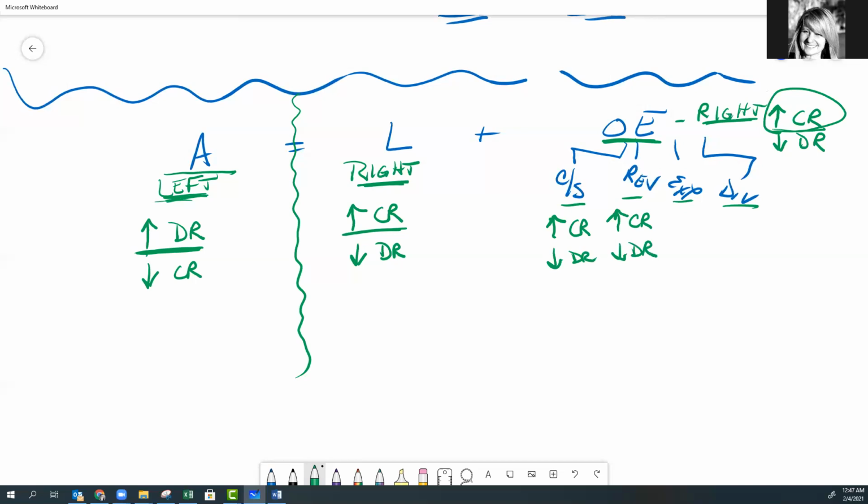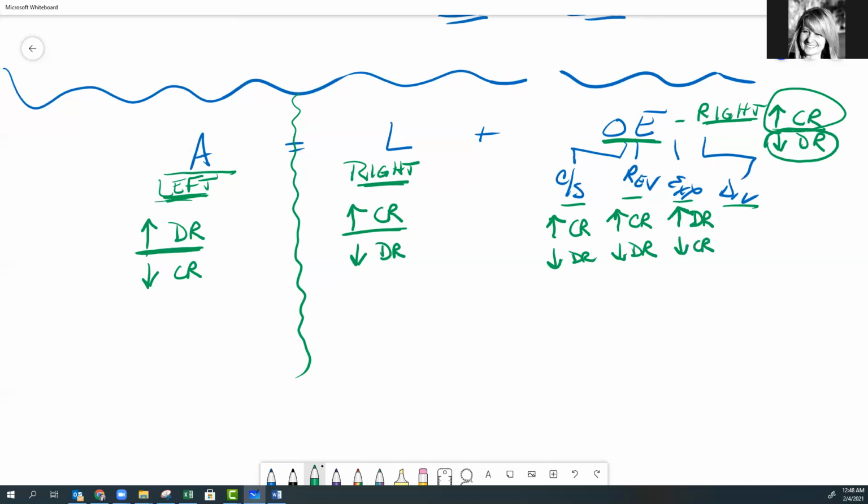All right, let's talk about expenses and dividends. Well, when revenue increases, that makes owner's equity go up, so if expenses increase, owner's equity goes down. So how do we make owner's equity go down? With a debit. So when expenses go up, owner's equity goes down. We make owner's equity go down with a debit. Therefore, expenses will go down with a credit, the opposite.